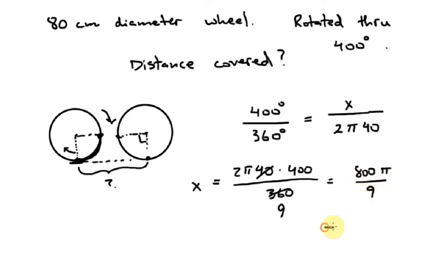So it's actually better in this case, because it's a contextual problem. We're talking about finding an actual distance. I think you're better off to just do it on the calculator and approximate it, and say I got 279.25, and these are centimeters. So that would be the distance covered if you rolled this particular wheel through an angle of 400 degrees. And that is where I'm going to stop talking about arc length.